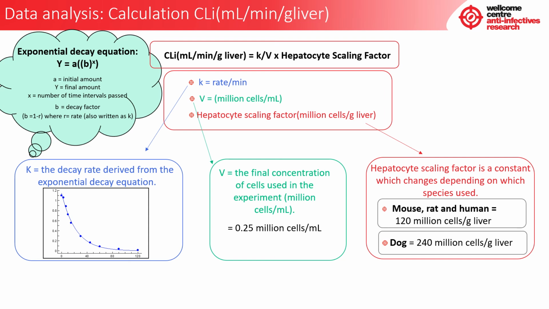Hepatocyte scaling factor is a constant which changes depending on which species is used. Mouse, rat and human is 120 million cells per gram liver, and dog is 240 million cells per gram liver.